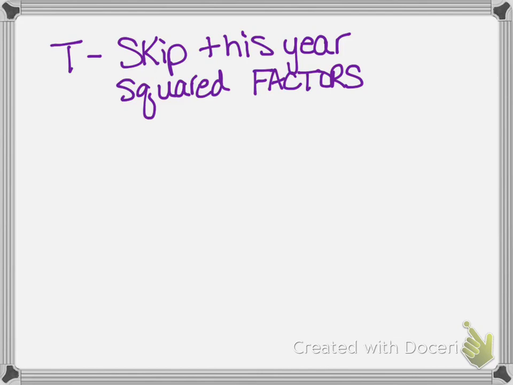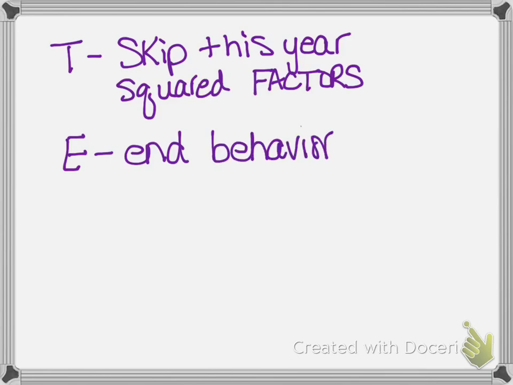It's not just because of the distance learning. We historically don't teach that in Algebra 2. It is something that you will learn in pre-cal. The next step is the E step. It's the end behavior asymptote.